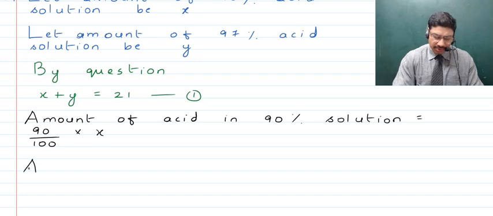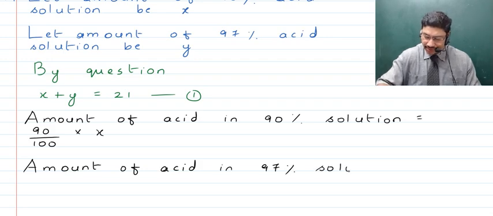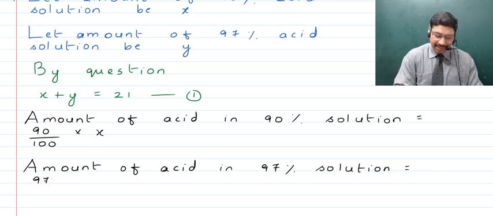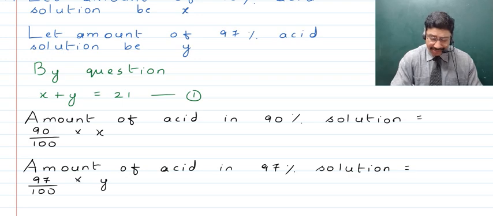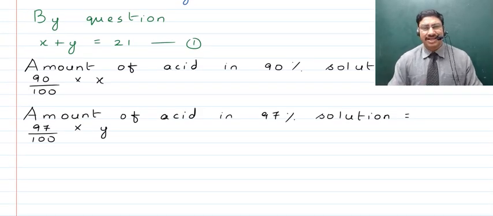Now similarly, children, we will also be talking about the amount of acid in 97% solution, and here we can say that that is going to be 97 upon 100, which is going to be multiplied with y, because in this case the amount of solution has been assumed to be y. Now children, if we add both of these amounts, obviously we will get the total amount of acid which is there, right?